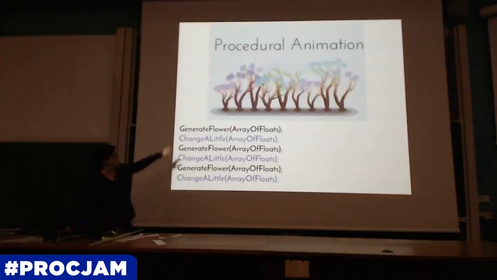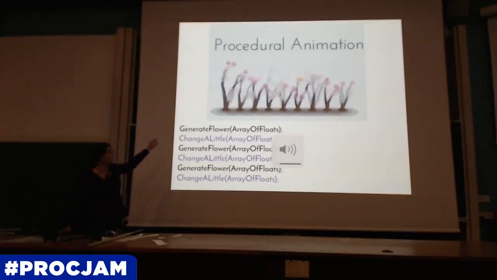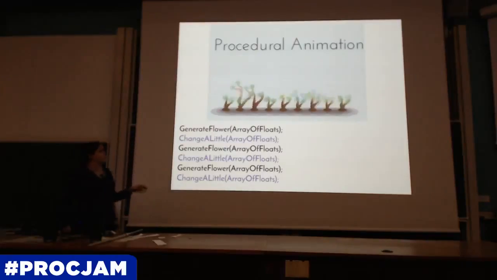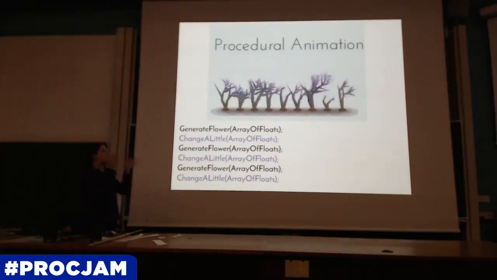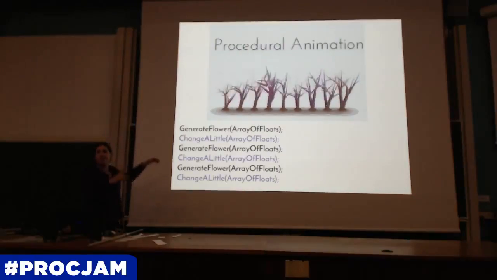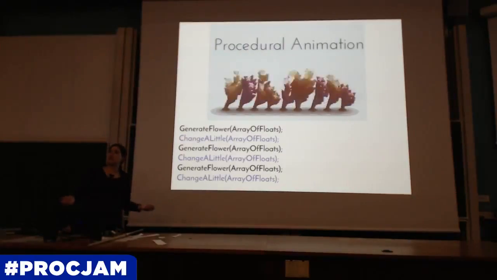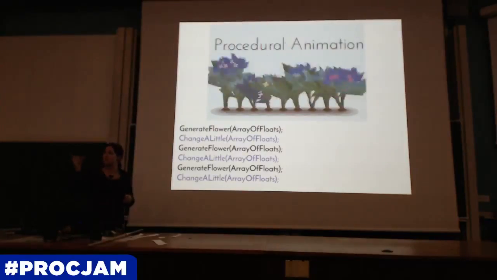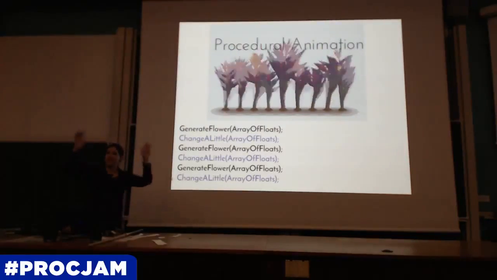So this is my flower generator, and each time I'm picking a flower and I'm iterating slightly on it. You can see these flowers are drawn from scratch each time. This is destroying the world and rebuilding it anew with PCG, but because I'm feeding it slightly different values each time, animation.